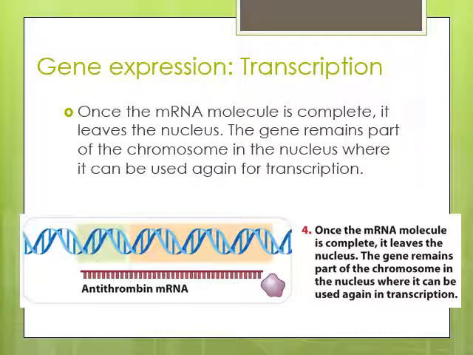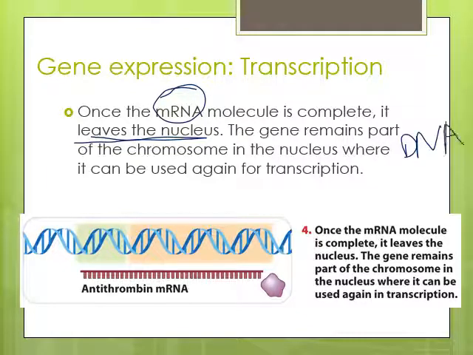So the mRNA is going to go ahead and leave the nucleus. The gene remains part of the chromosome, so all of that DNA stays in the chromosome, stays in the nucleus. The DNA never leaves the nucleus, okay? And we can use it again and again for transcription. So this process can happen over and over and over, which is good, right?